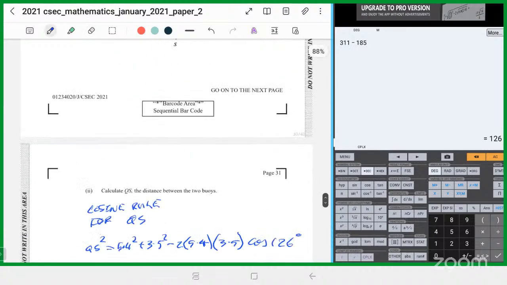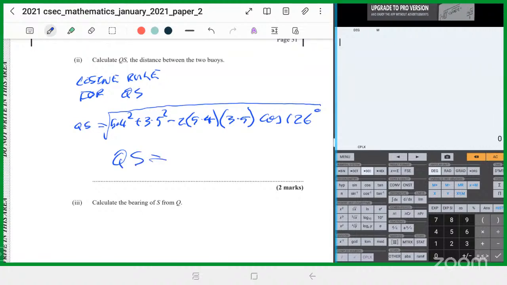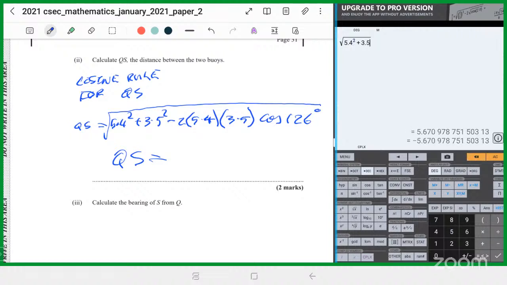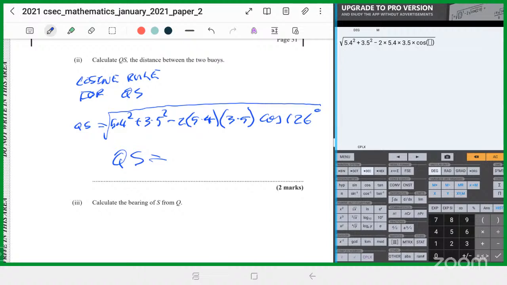And finish the calculation here. As I said, we could have left off the square root and just squared this. It's going to be the square root of 5.4 squared plus 3.5 squared minus 2 times 5.4 times 3.5 times cos of the angle between them, which is 126.